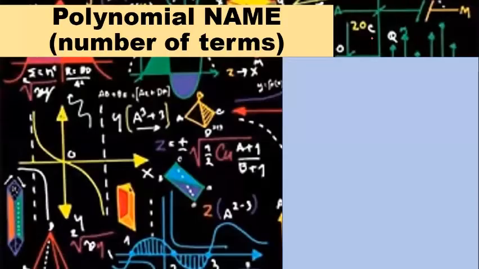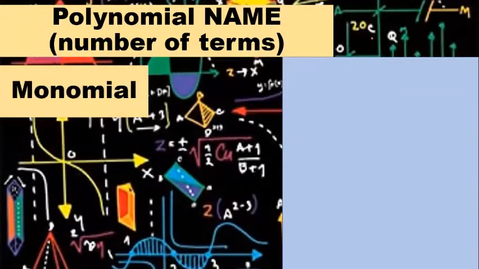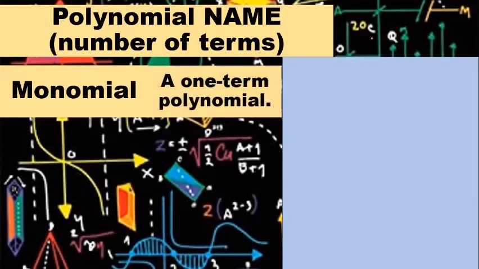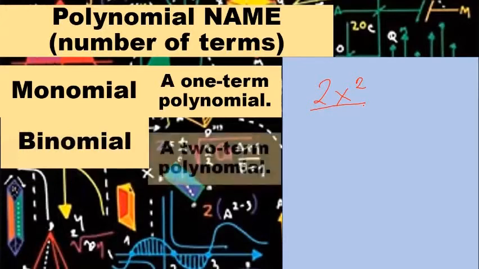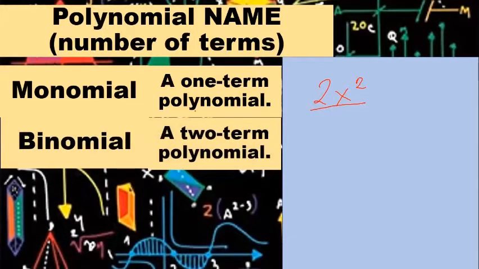We can also name the polynomial according to the number of terms. Okay, monomial. When we say monomial, it is a one-term polynomial. Example, we have 2x squared. So this is a monomial because it only has one term. Binomial, a two-term polynomial. Say for example, we have x minus 3. So this is the first term and -3 is the second term.